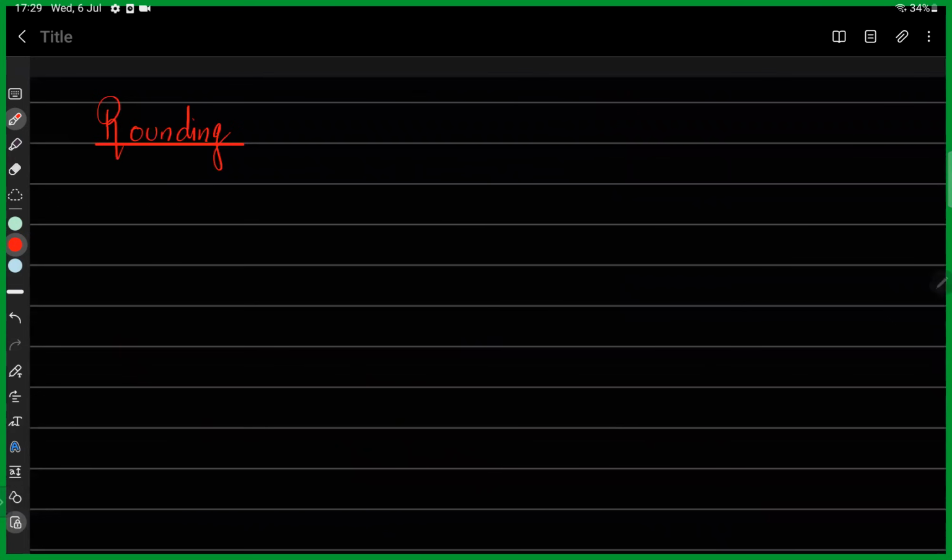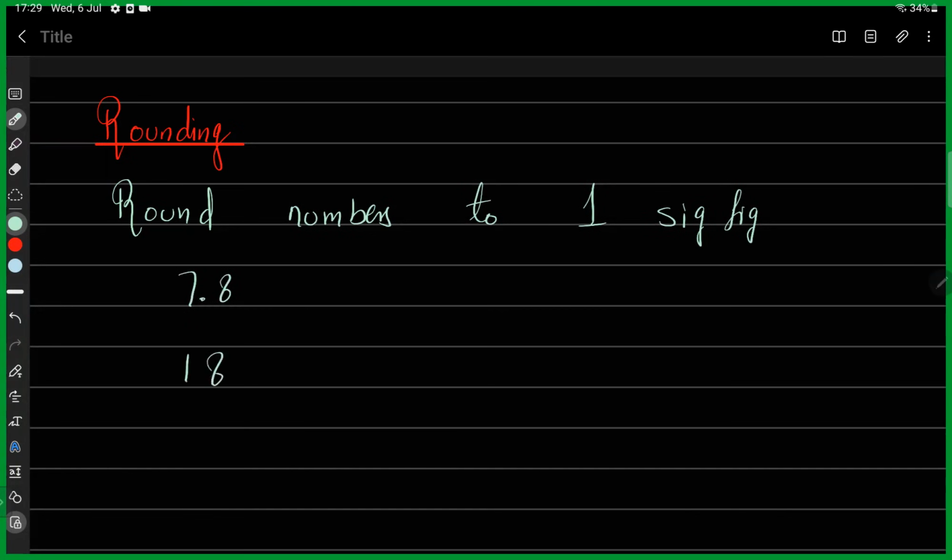Let's talk about rounding. Now in rounding, the questions would be something of this type. Round numbers to, for example, one significant figure. Let's say the number is 7.8. Let's say the number is 18. Let's say the number is 3.65. We have these three examples and they're enough.